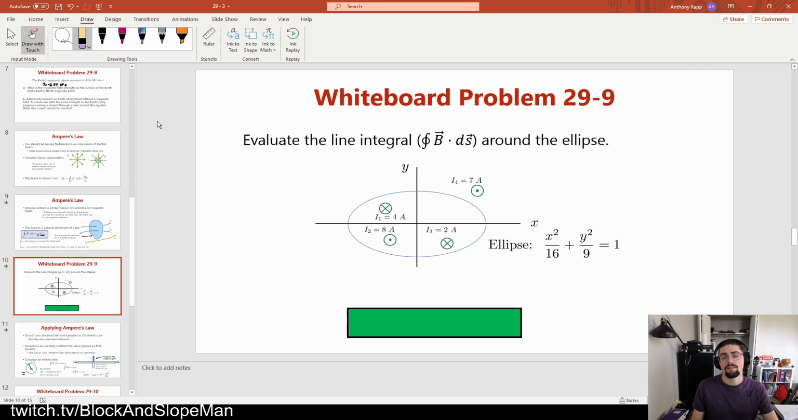What is this integral? I want to just see if we can immediately kind of pull this thing out. What should this integral be? What do we think?